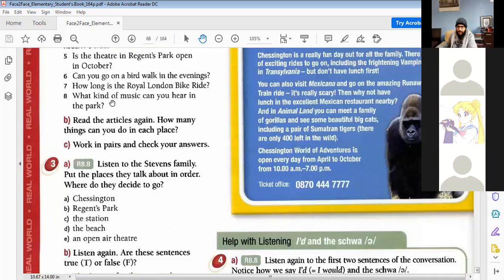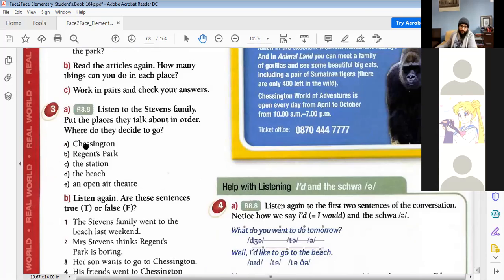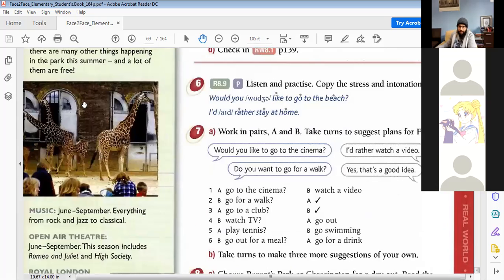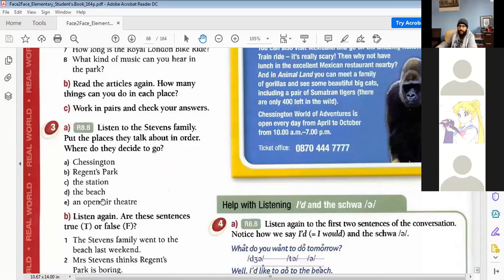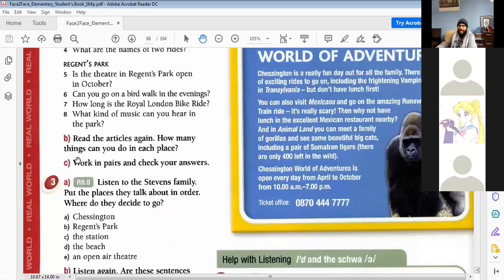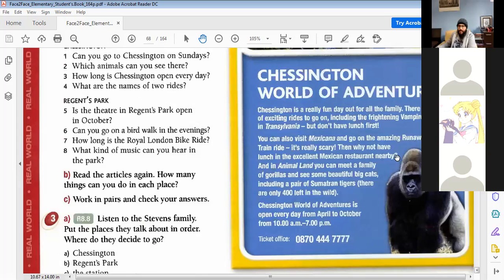Now, the next question says: what kind of music can you hear in the park? Jazz and rock to classical. Yeah. So if you like rock, there's rock music, there's jazz music, and there's also classical music. All right, nice. Now, the last question says: how many things can you do in each place? Let's start with Chessington. How many things can you do in Chessington? What do you think?